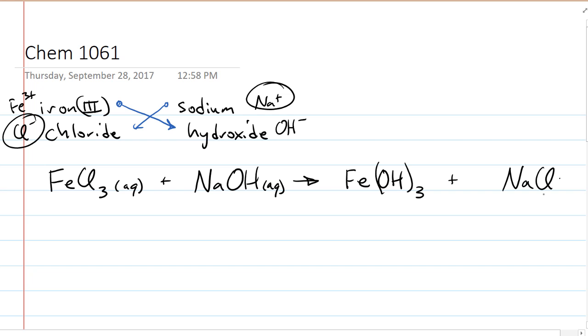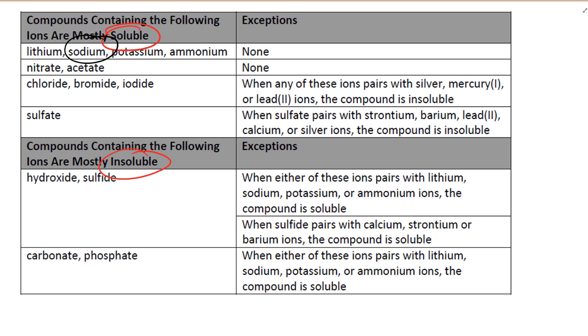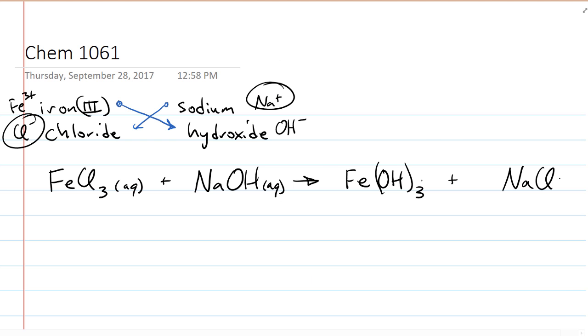Now to figure out phase labels, we go back to our solubility table. We're going to try to figure out the solubility of iron 3 hydroxide. Find hydroxides here, which are insoluble. We then look for iron 3 as an exception over here. We don't see it, so that means that the iron 3 hydroxide is solid.